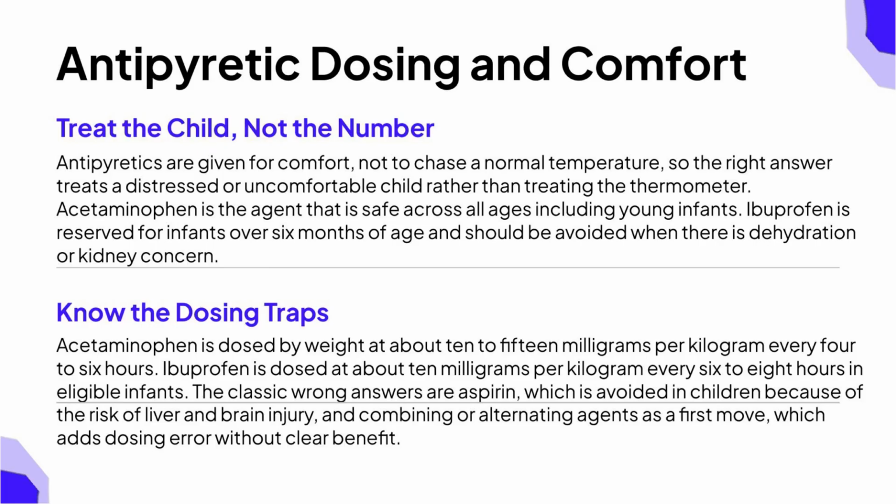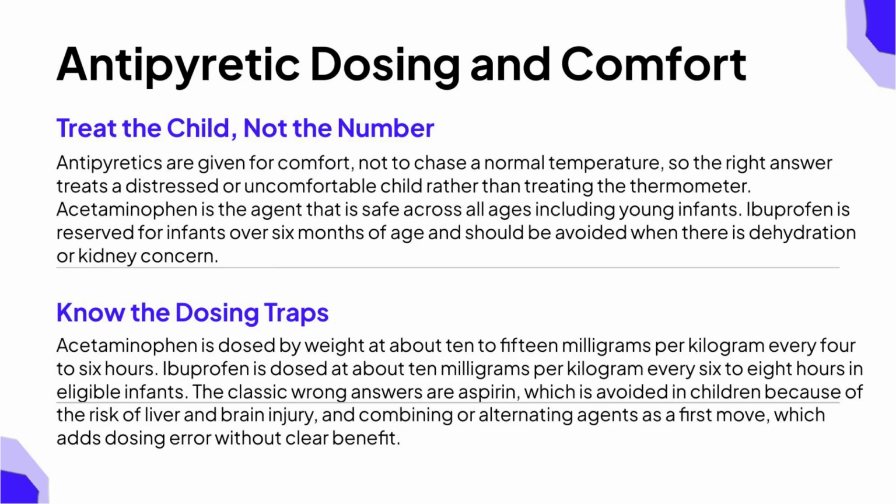The correct answer is to obtain blood and urine studies with inflammatory markers. Let us talk about antipyretic dosing, because the exam likes to test the comfort principle and a few safety traps. The key idea is that we give antipyretics for the comfort of the child, not to force the thermometer back to normal. So the right answer treats the child who is distressed or uncomfortable, and not simply a high number on the chart. Acetaminophen is the agent that is safe across all ages, including young infants, and it is dosed by weight at roughly 10 to 15 milligrams per kilogram every 4 to 6 hours.